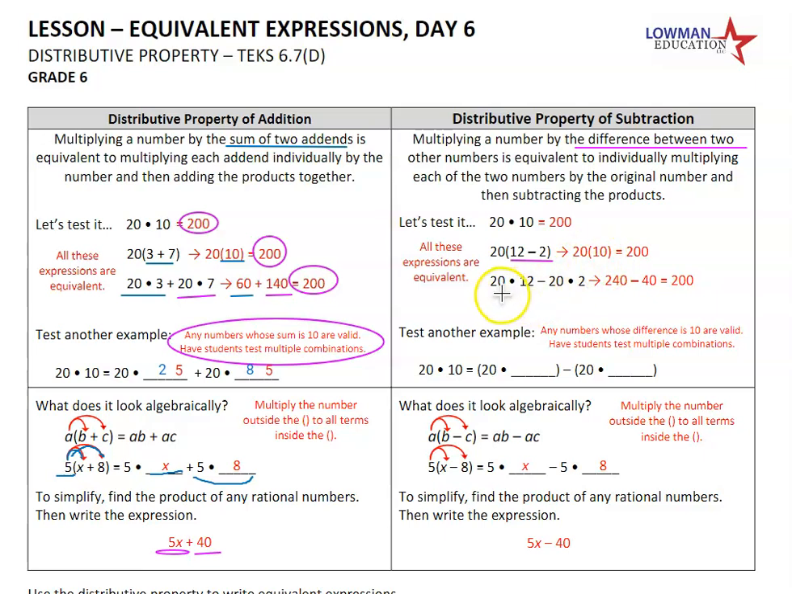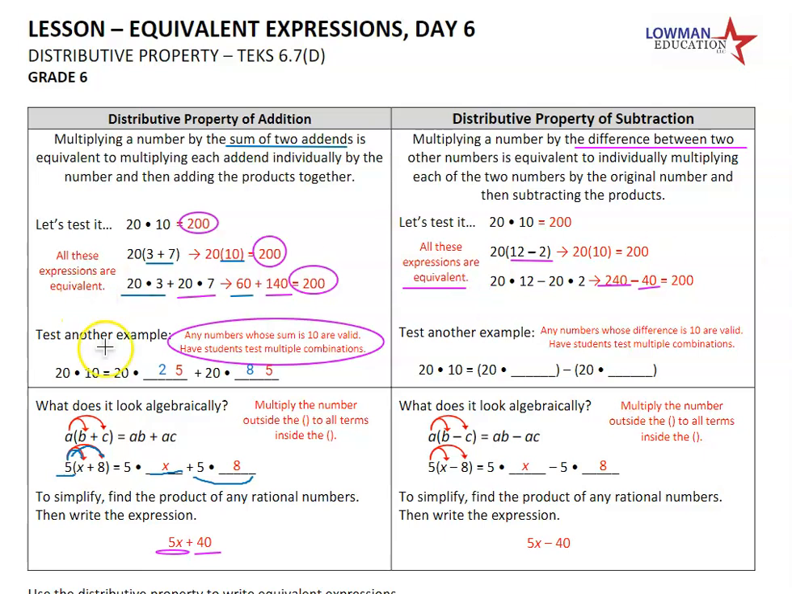Now if you break that up and multiply it individually, 20 times 12 will give you 240. 20 times 2 will give you 40. When you subtract those, you once again get a difference of 200. So they are all equivalent expressions.